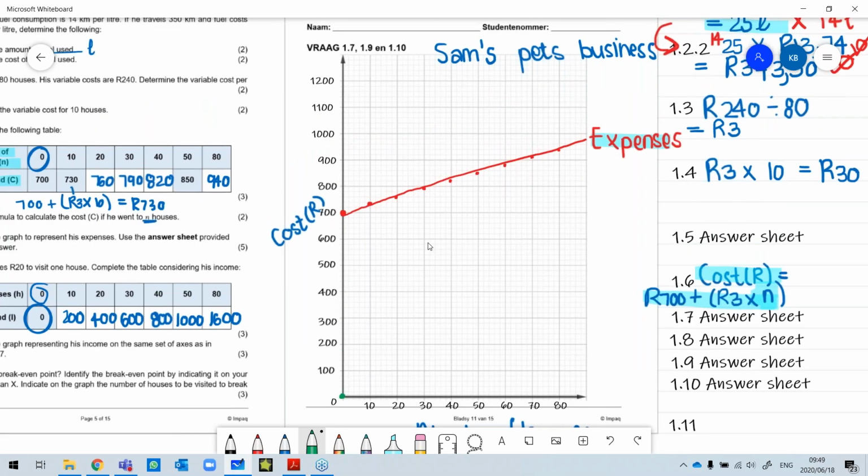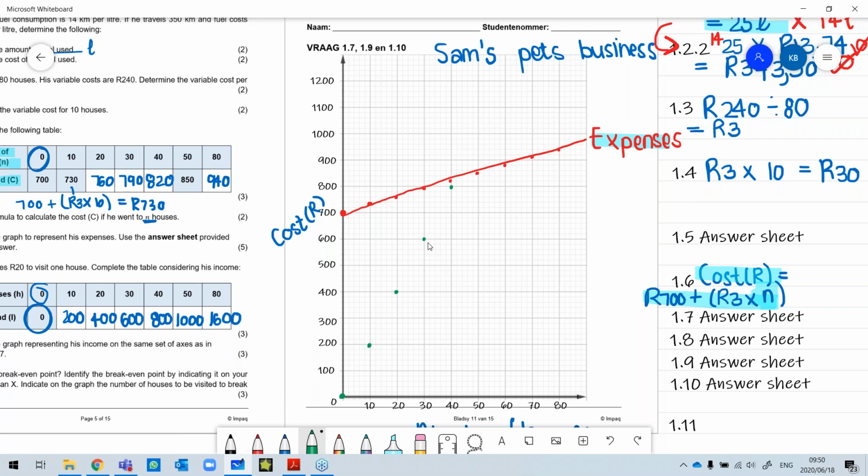So for 0 houses, his income is 0 rand. For 10 houses, his income is 200 rand. 20 houses, it is 400 rand. 30 houses, it is 600 rand. 40 houses, 800 rand.